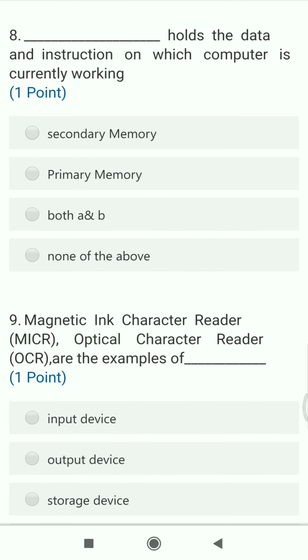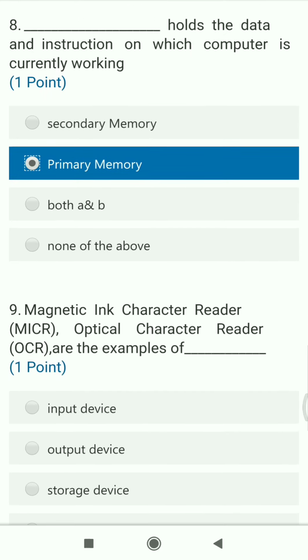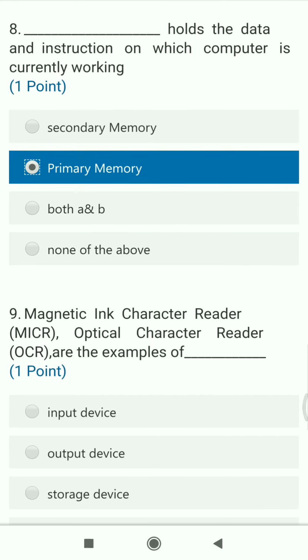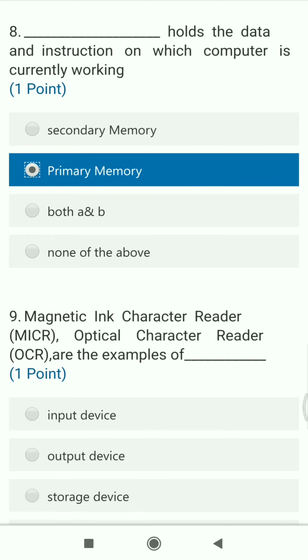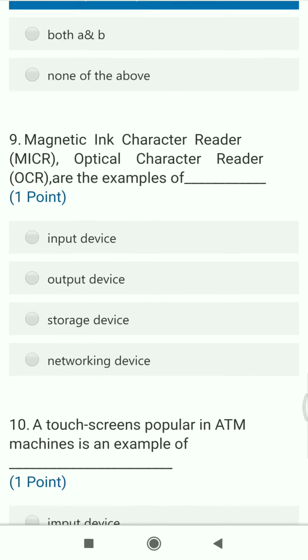Next question: dash holds the data and instructions on which the computer is currently working. The options are secondary memory, primary memory, both secondary and primary, and none of the above. The right answer is primary memory. Whenever you start doing anything on the computer, the data and instructions currently being worked on are held in the primary memory.